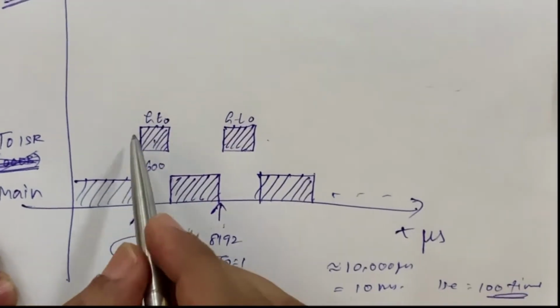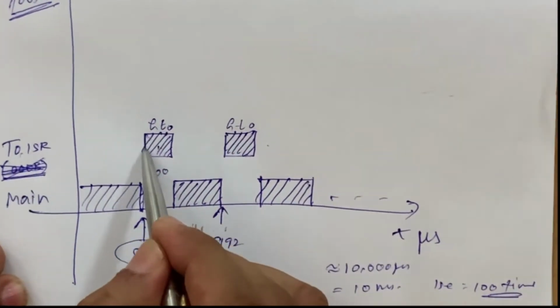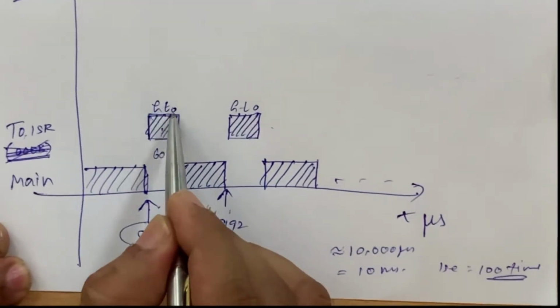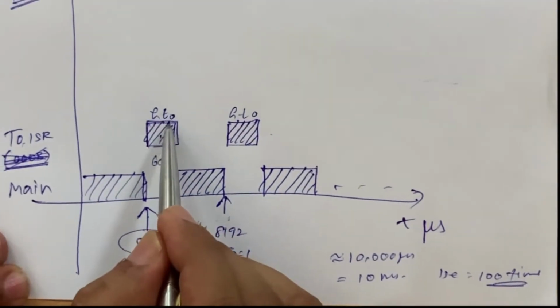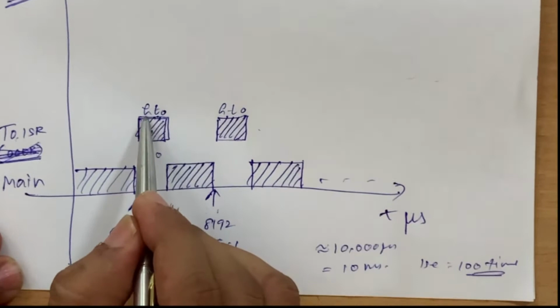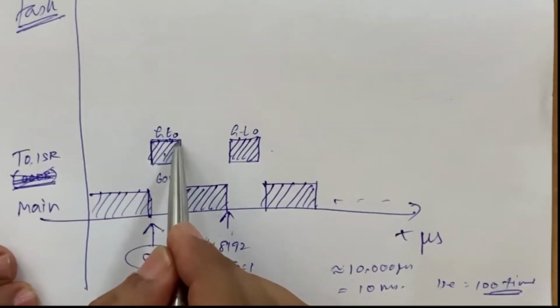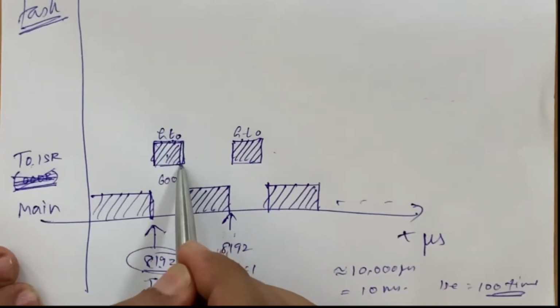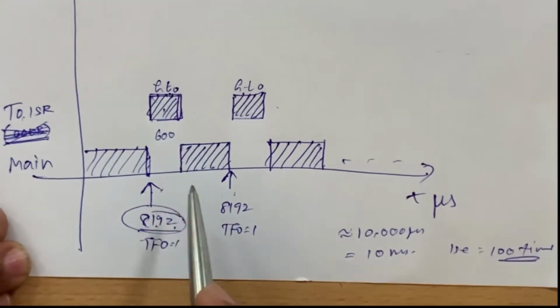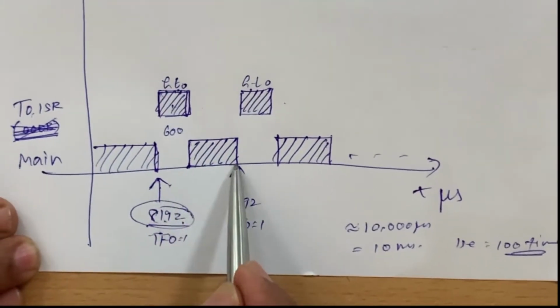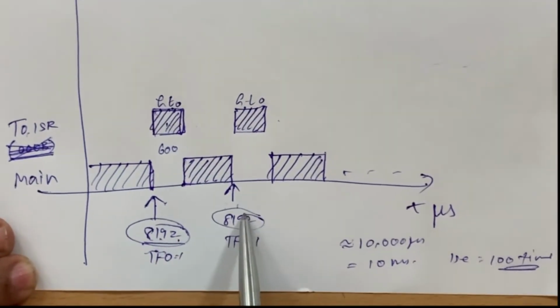So program execution goes to timer 0 ISR. In timer 0 ISR, the ones segment will be on, the tens segment will be on, and the hundreds segment will be on in sequence. Then after displaying that, the program execution comes back to the main routine. So the main routine will continue until another 8192 microseconds.